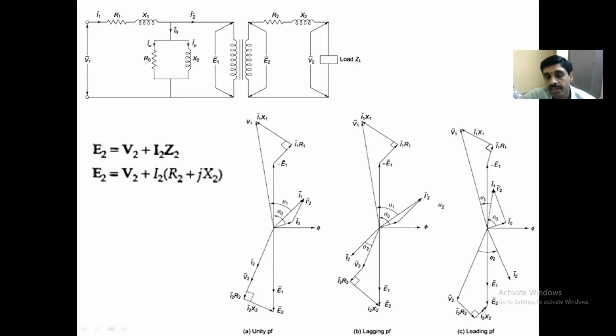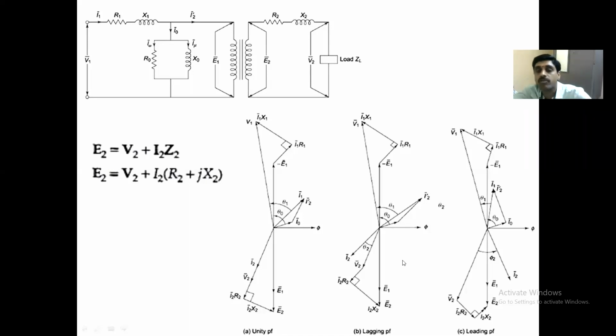So this is the secondary side. Understand this. This is the primary side. This is the secondary side. So we can write E2 is equal to V2 plus I2 Z2, and what is Z2? E2 is equal to V2 plus I2 into (R2 plus jX2). In the same way, we can write V1 also. V1 is equal to I1 Z1 minus E1.